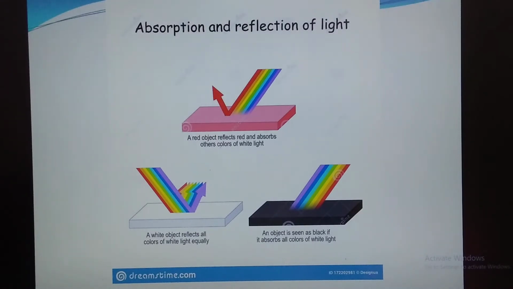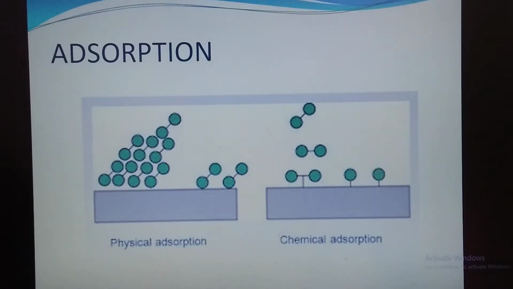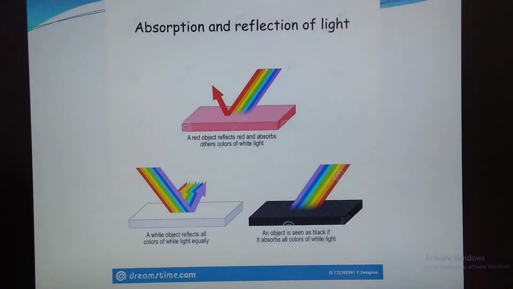Adsorption is a rapid process and absorption is a slow process. Equilibrium is attained easily in adsorption. But in absorption, equilibrium will be attained slowly. It will take some time.